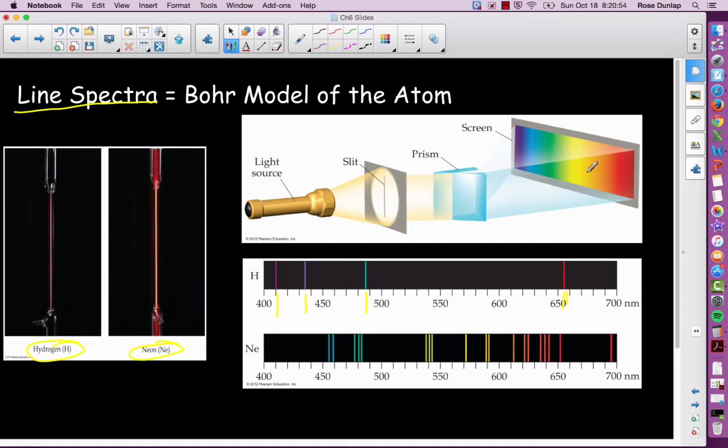Scientists puzzled for a very long time about what this could mean. This also gave birth to the Rydberg equation, which you no longer have to memorize, but it does help us to predict what these energies are going to be. But the Rydberg equation didn't do much for us except give us the mathematical relationship. Eventually, Niels Bohr came up with the Bohr model of the atom, where he predicted that these actually corresponded to energy levels within the atom, okay?